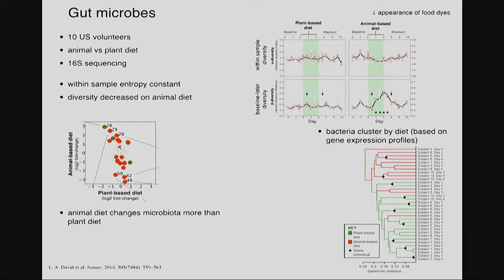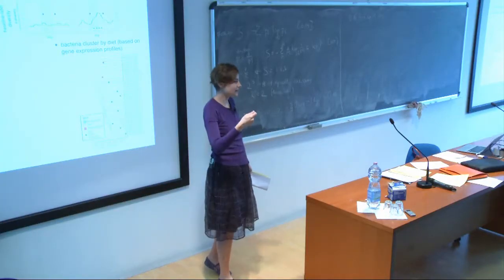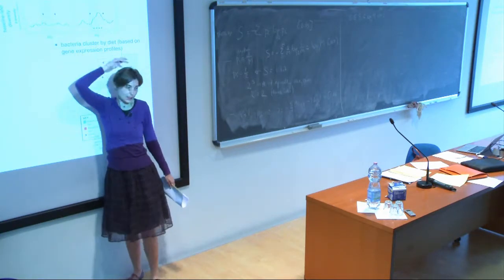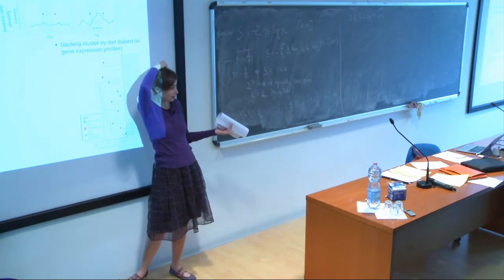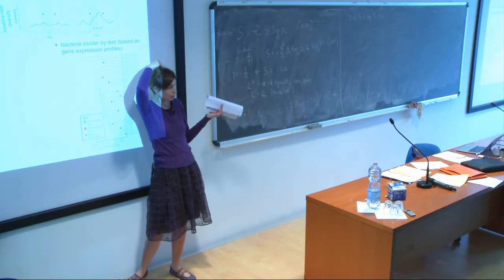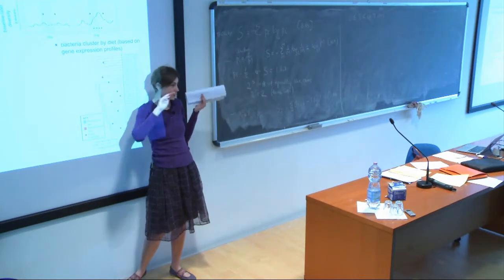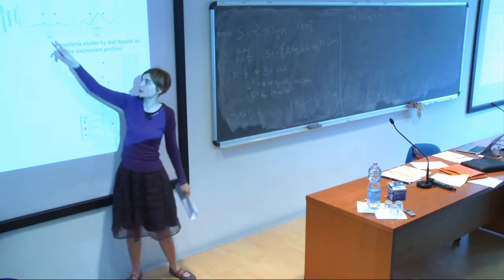So here on the plant-based diet, they don't see any difference. On the animal-based diet, they see that the animal diet actually makes the diversity increase. So you get more bacteria. Okay, the arrows here show when the diet actually started to interact and influence the behavior of the microbes, of the bacteria, because they put some dye in the food. So when the bacteria took up whatever came from the food, at some point they started to light up in some color that they could detect.